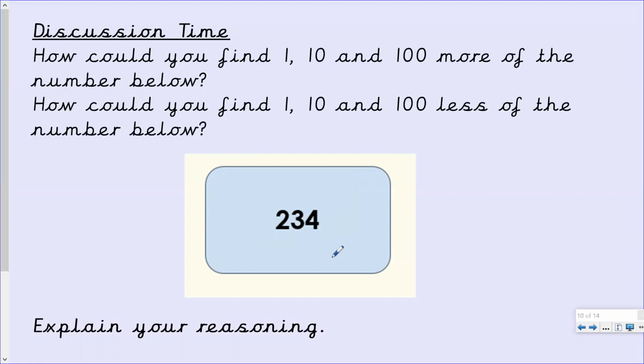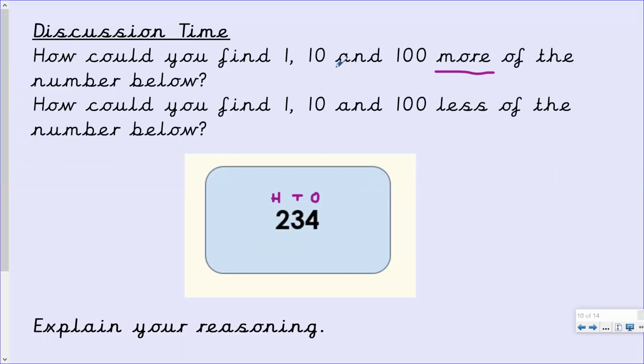Okay, so we want to find 1, 10, and 100 more of the number below. So if we want to find 1 more, which column would we look at? Ones, tens, or hundreds? Well, we would look at the ones column. So one more than 234 is 235.